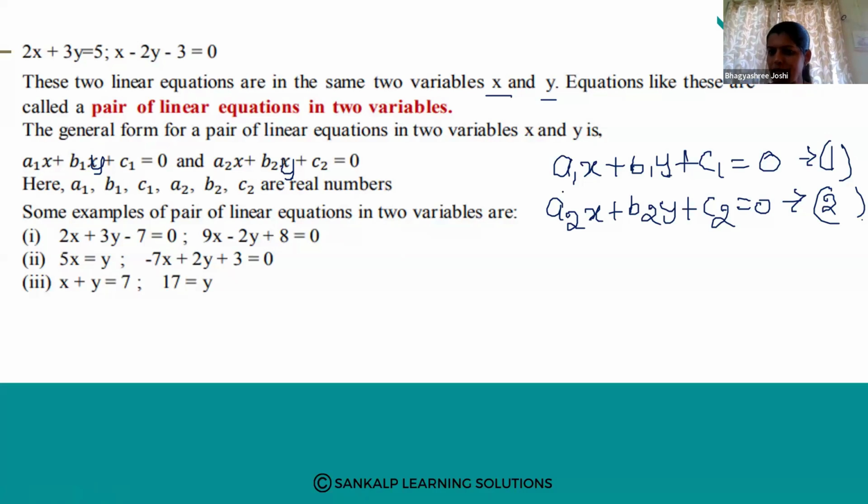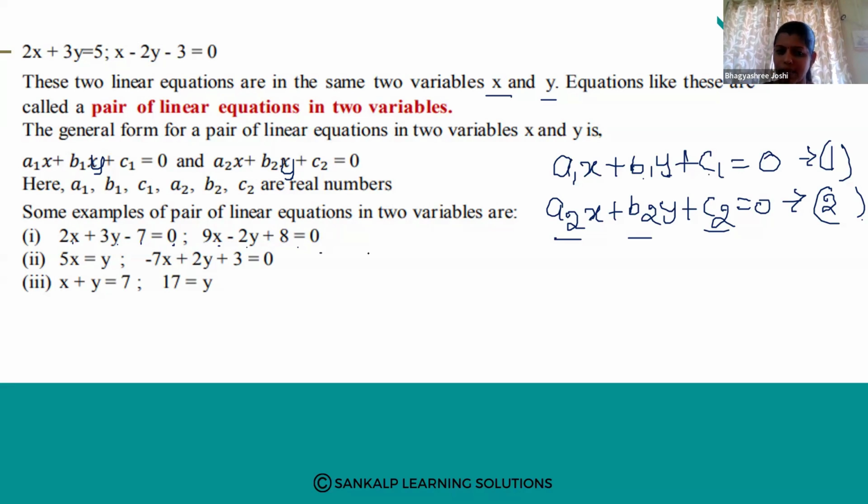Here x and y are variables and a1, b1, c1 and a2, b2, c2 are real numbers. That means a, b, c are real numbers here. Okay. So here some examples are there. That is 2x plus 3y minus 7 is equal to 0. This is the first equation. 9x minus 2y plus 8 is equal to 0. This is the second equation.